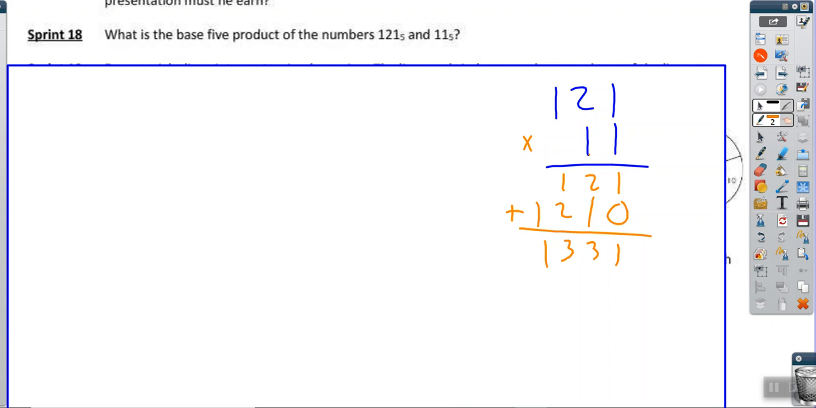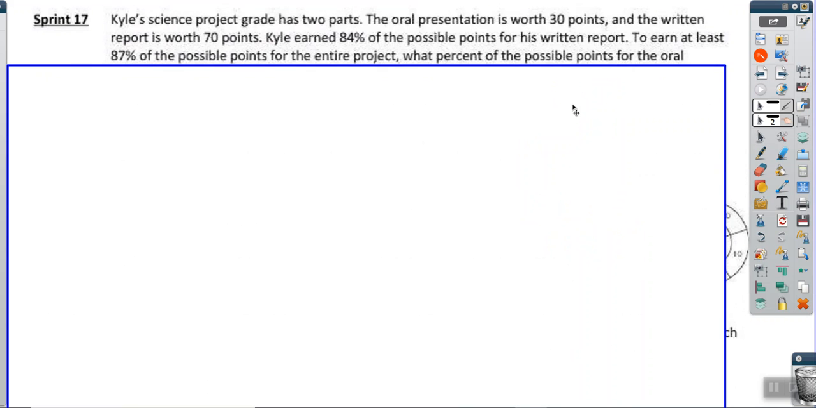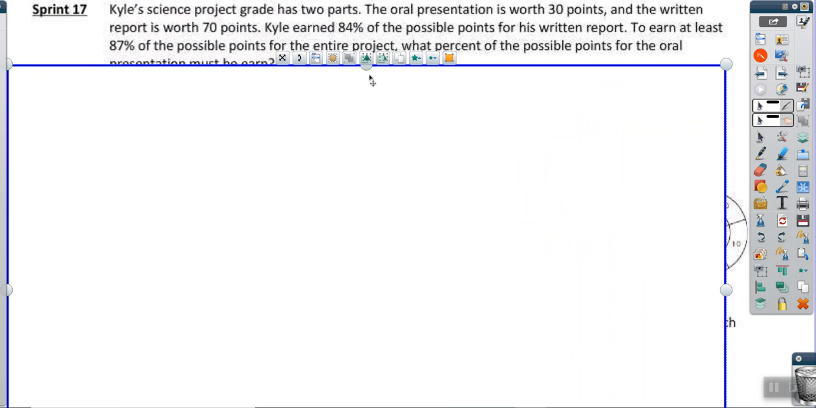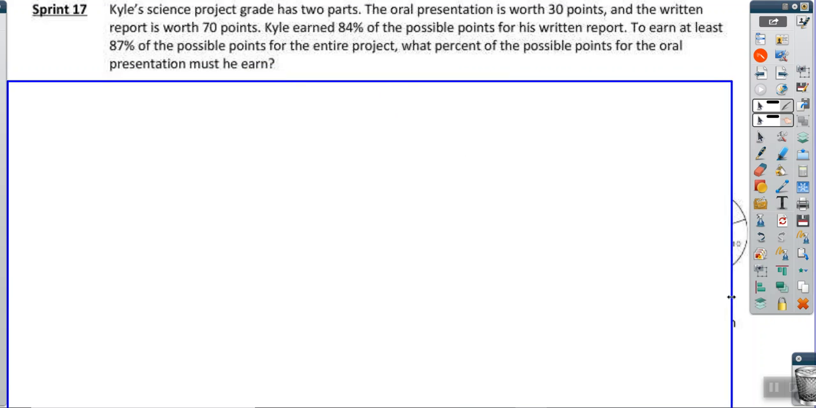That looked a lot harder than it actually was. Oops, wrong direction. All right, these problems are not as bad as I was envisioning. Sometimes they can get gnarly. All right, here we go.